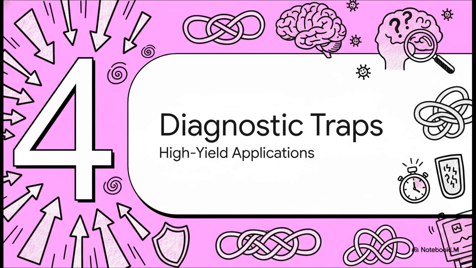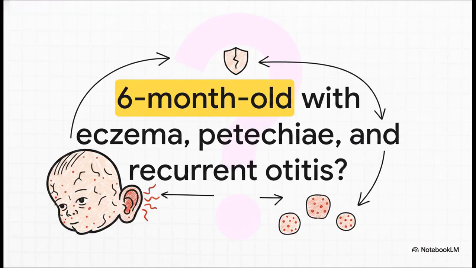Section 4. High-yield diagnostic traps. Let's run through some rapid-fire board vignettes to really test these rules. Here's trap 1. A 6-month-old boy is brought in with dry, scaly skin, scattered petechiae over his entire body, and recurrent otitis media. His platelet count is critically low at 25,000.